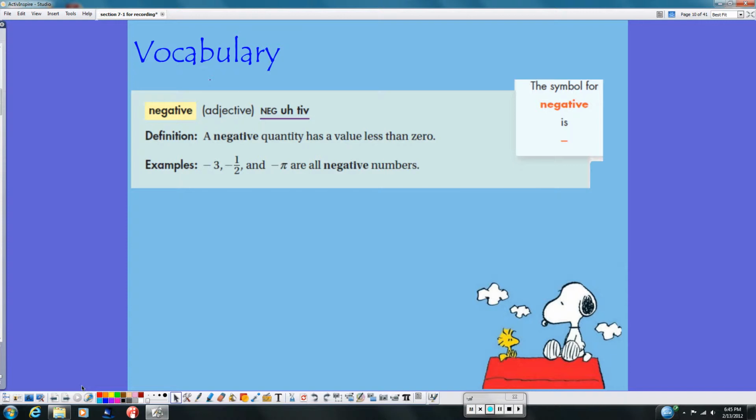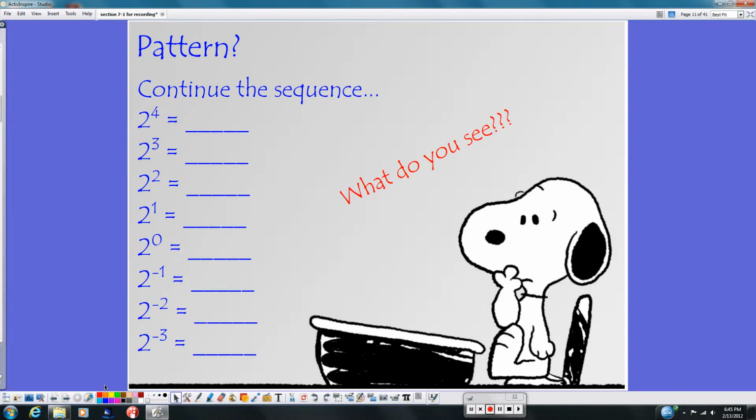Now, our vocabulary word for today is negative. So a negative quantity has a value that's less than 0. For example, negative 3, negative 1/2, and negative pi would all be negative numbers. You might ask yourself why negative is our vocabulary word for today when we've been working with it all year. Well, again, keep in mind, in this section we're going to be looking at negative exponents. So, what I want you to do is do these expressions and see what you notice when you get down here to see 0 and the negative exponents.